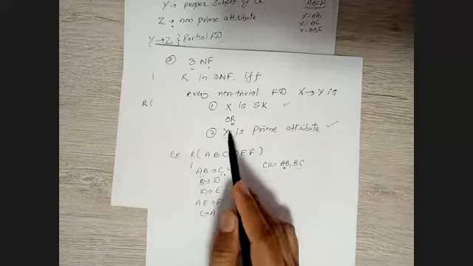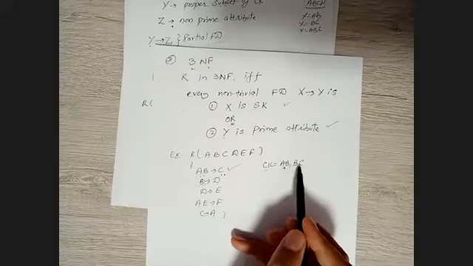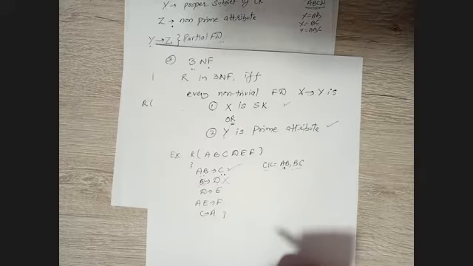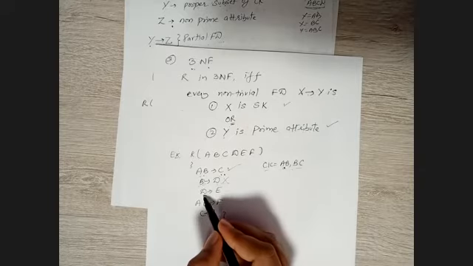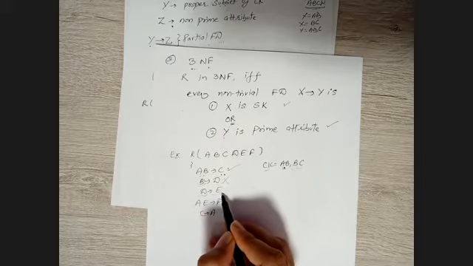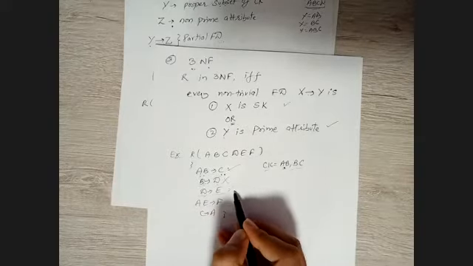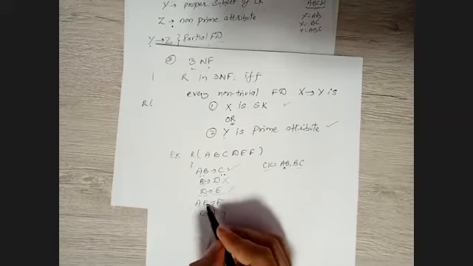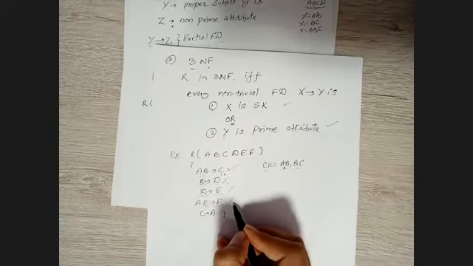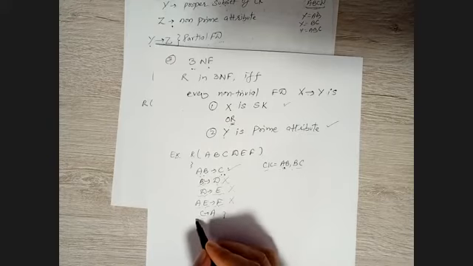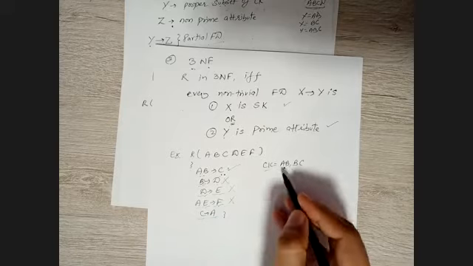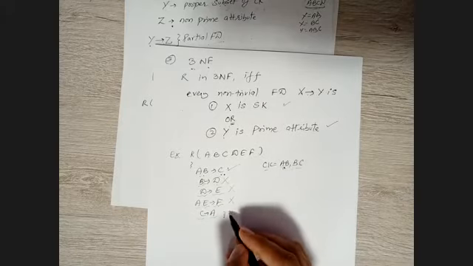Is this Y part a prime attribute? No, it's not even a prime attribute. Hence, it is not in 3NF. The same goes for here. This is neither a super key nor a prime attribute, so not in 3NF. AE, neither a super key nor a prime attribute. But see here, C is not a super key, that's fine. But see this A part is your prime attribute. Yeah, it's a prime attribute. So there is no problem with this.